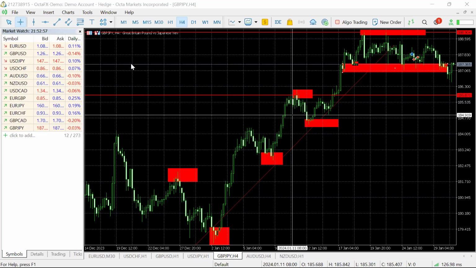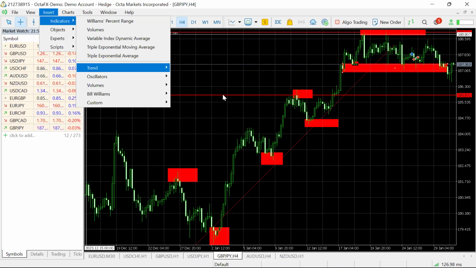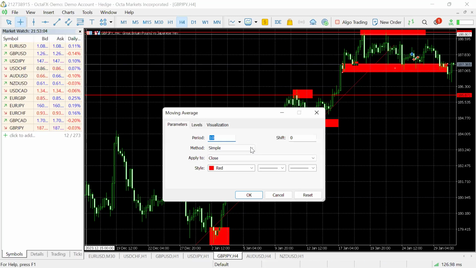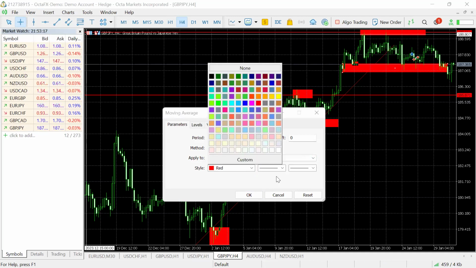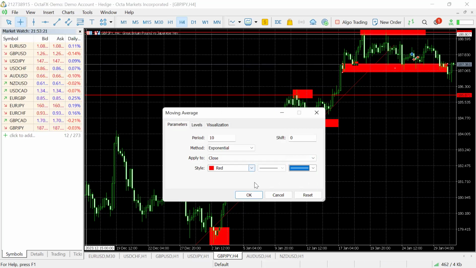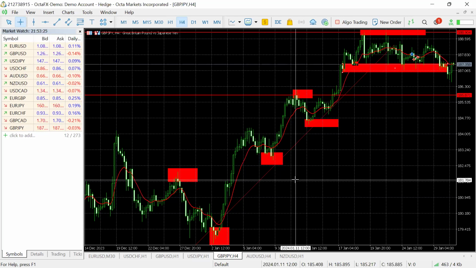So indicator, trend indicator, moving average. We have moving average 10 here. Let's use exponential and then let's apply to close, the close price for all times. And then let's use red for that. Let me make the line thick so that it will be obvious. So let's click OK.